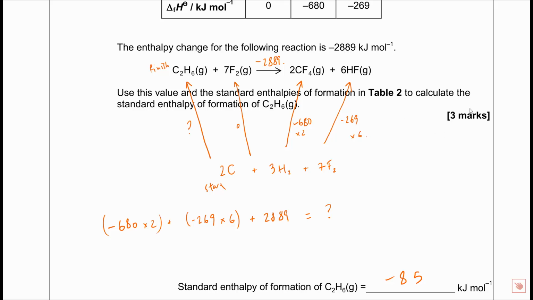Now, I actually think there's quite a lot of work there for 3 marks, but if you're clued up with your Hess's law and your calculations, you'll be fine. Key thing here is that it's not a normal one. You're actually working out this change rather than what you would normally work out, looking at old past papers. So just bear that in mind. It is a little bit different.